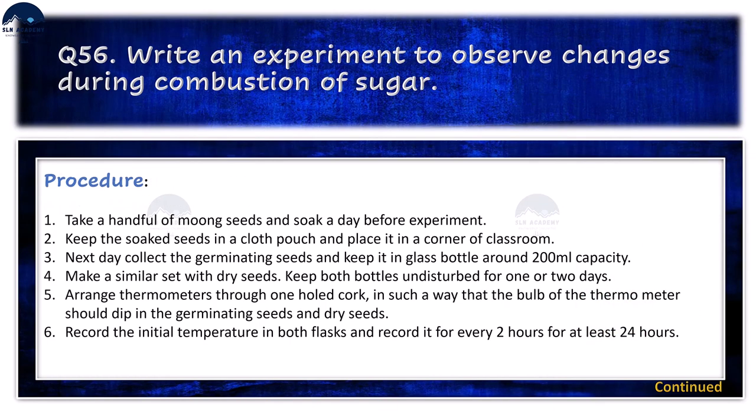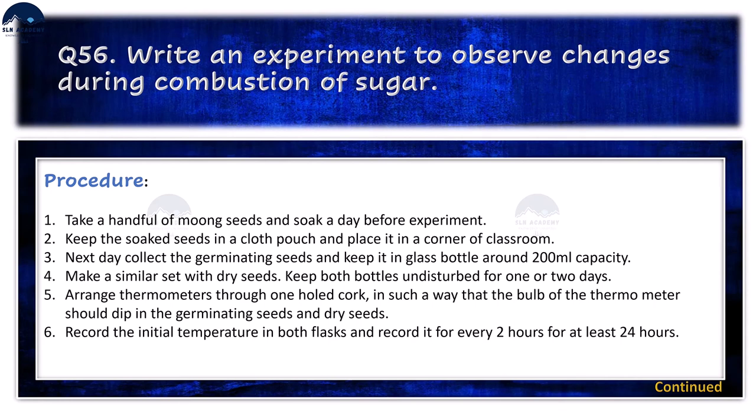Procedure. Take a handful of mung seeds and soak a day before experiment. Keep the soaked seeds in a cloth pouch and place it in a corner of classroom. Next day, collect the germinating seeds and keep it in a glass bottle around 200 ml capacity. Make a similar set with dry seeds. Keep both bottles undisturbed for 1 or 2 days.